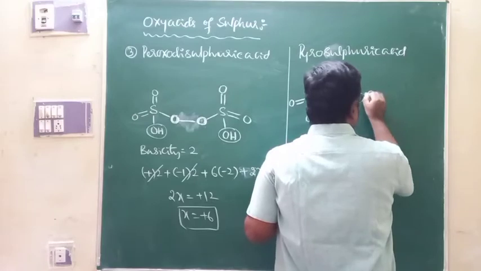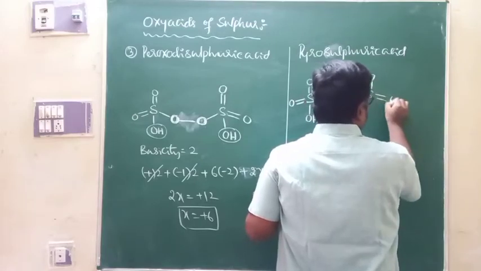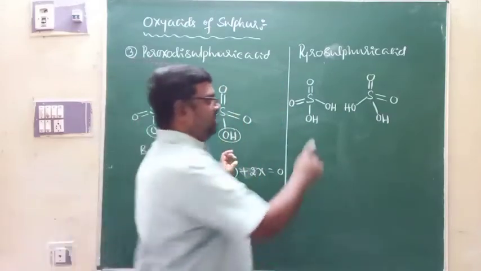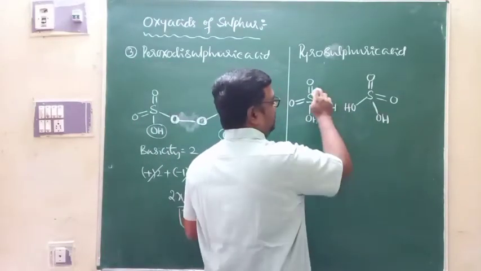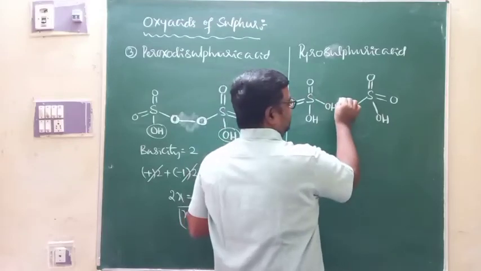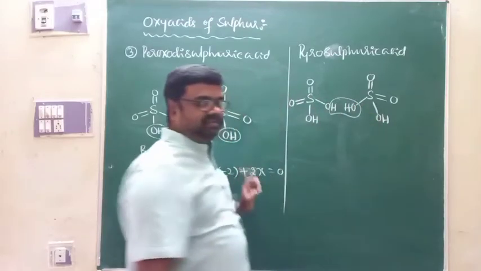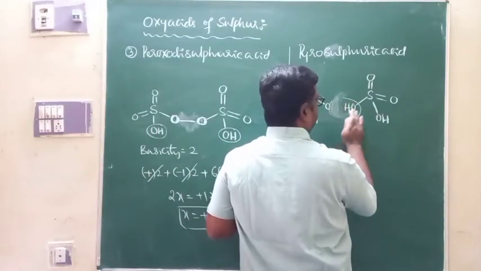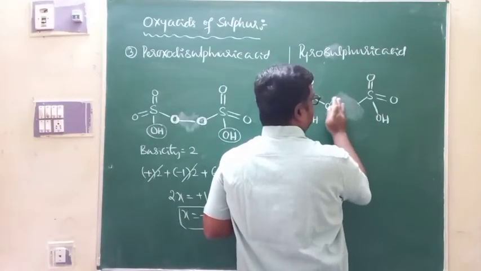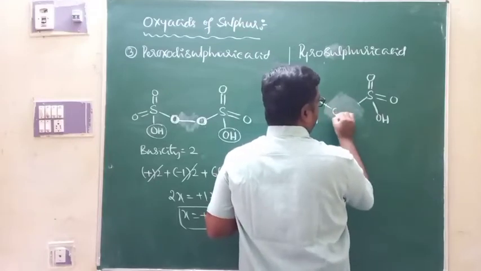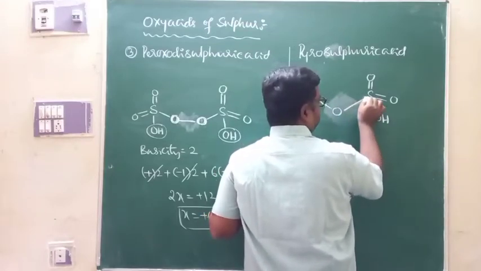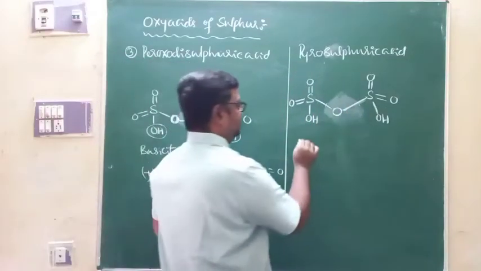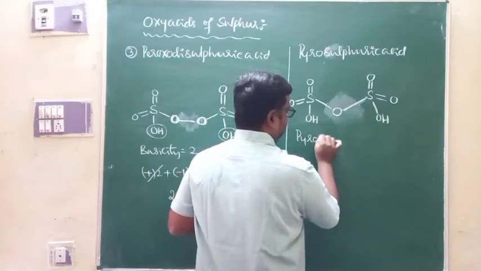I already told you that while discussing pyrophosphoric acid. When the sulfuric acid is heated, a molecule of water is taken out. Pyro means heating. If I remove this water from this, what will you be left with? You are left with one oxygen. This is what we call pyrosulfuric acid. Okay, now this is pyrosulfuric acid.